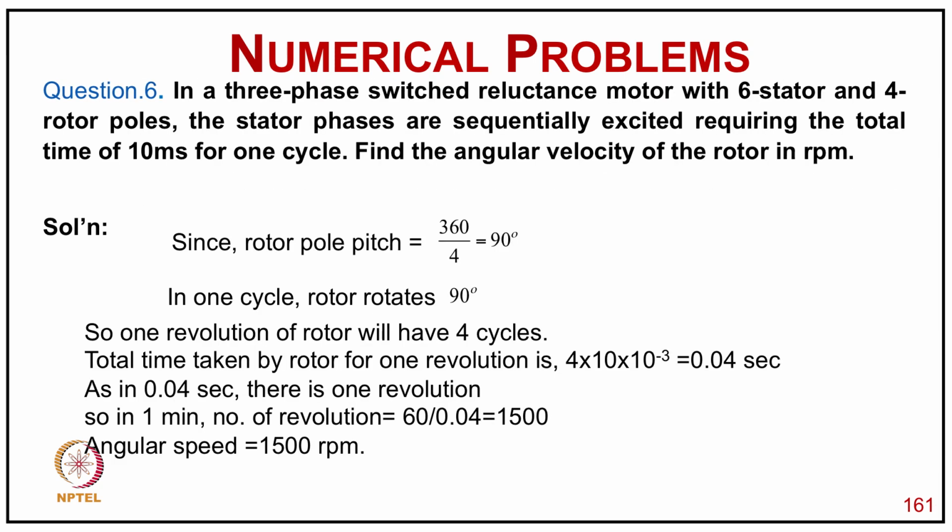So in question 6, a three-phase reluctance motor has 6 stator poles. The stator poles are sequentially excited with a time of 10 milliseconds for one. Find the angular velocity of the rotor in rpm.